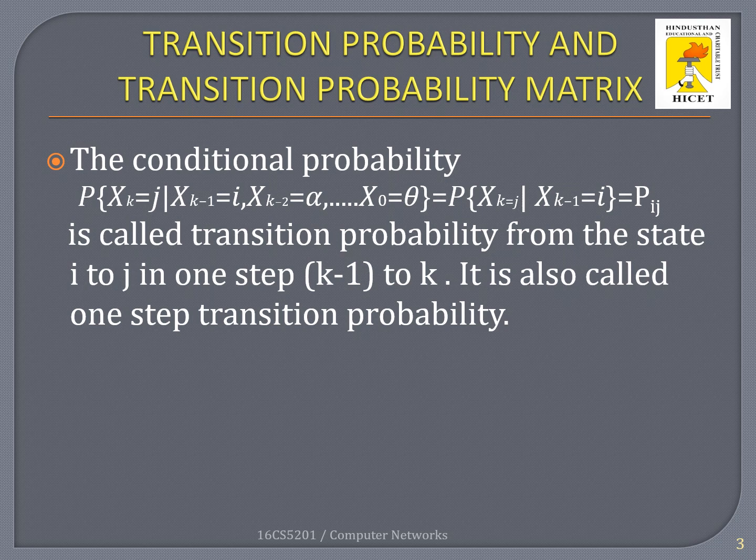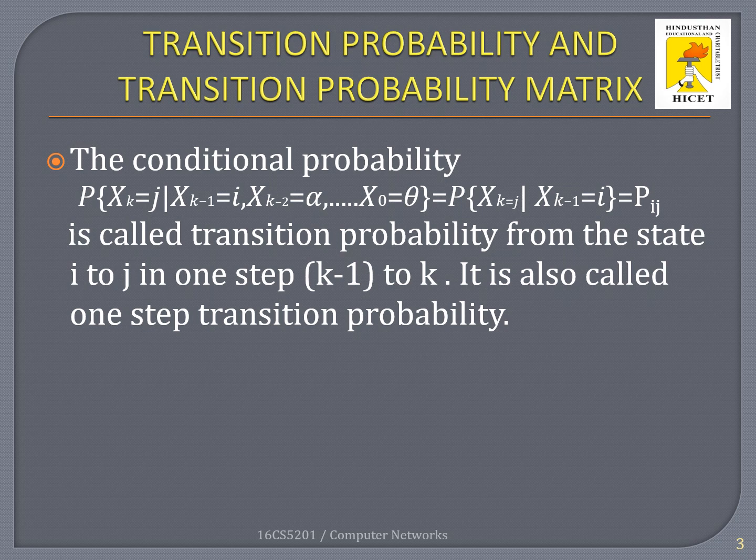Next, we are going to talk about transition probability and transition matrix. What is meant by transition probability? The conditional probability of Xk equal to j given that Xk minus 1 equal to i, Xk minus 2 equal to alpha, etc., X0 equal to theta, which is equal to the probability of Xk equal to j given that Xk minus 1 equal to i, equal to Pij, is called the transition probability from the state i to j in one step, from the step k minus 1 to k.